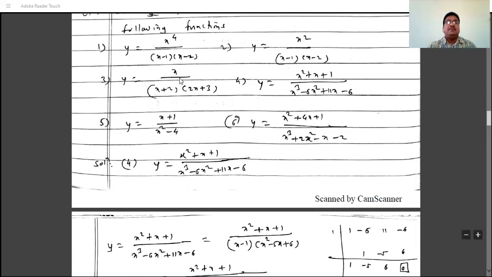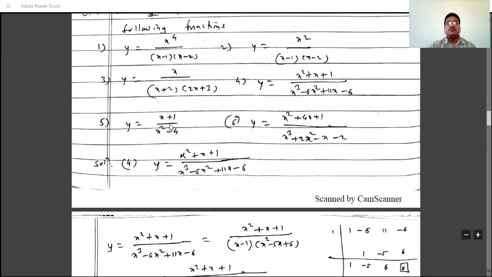Similarly, the next problem, x by (x plus 2)(2x plus 3). What are the partial fractions? a by x plus 2 plus b by 2x plus 3. And then find the values of a and b. The fourth problem is solved already.